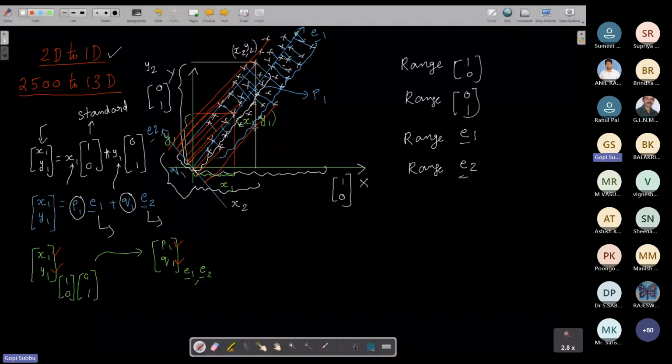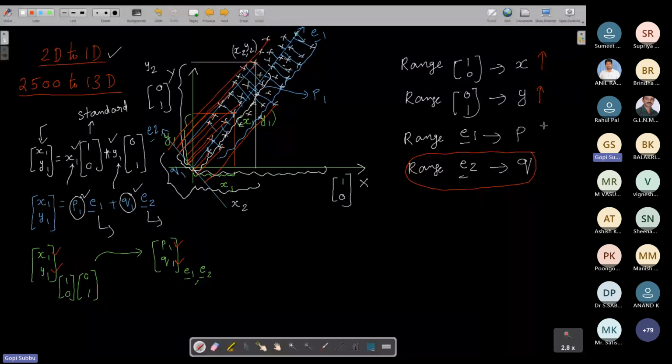So this is giving you the x coordinate, this is giving you the y coordinate, this is giving you the p, and this is giving you the q. As you can see, this is p and q, this is x and y, okay? Now what you observe here, the range of E2 is much, much smaller. This is greater, this is higher, right? This is also higher, but this is very, very less.